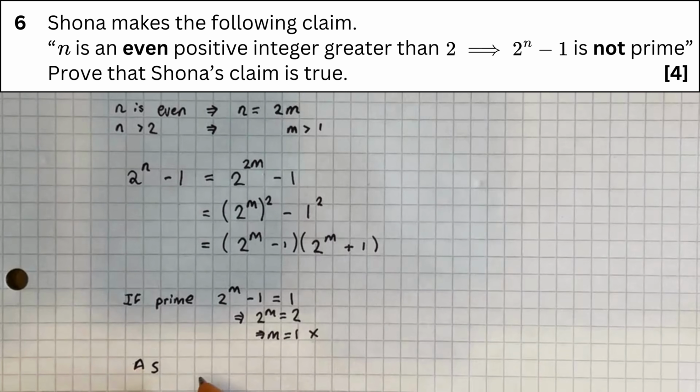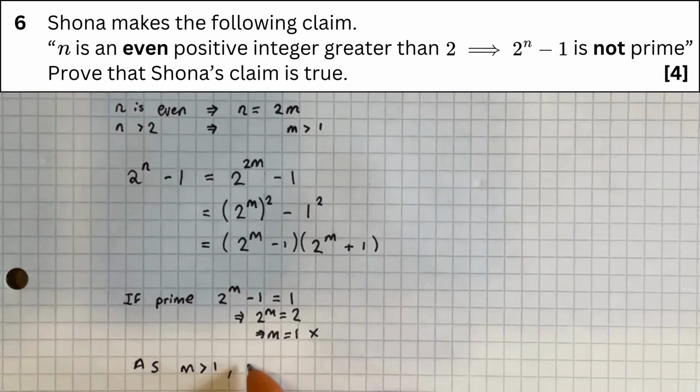So what we can now say is that because m is bigger than 1, then this bracket, 2 to the m minus 1, must be bigger than 1. And the second bracket is bigger than the first bracket, so this must also be bigger than 1. So we have a product of 2 numbers, both of which are bigger than 1.